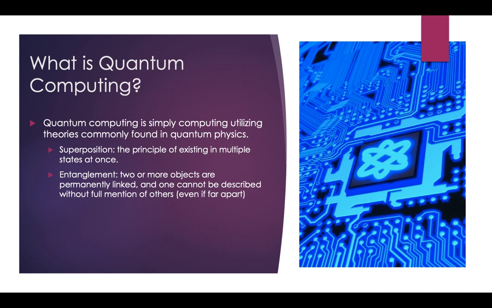You get the picture. There's also entanglement, which is when two or more objects are permanently linked and one cannot be described without full mention of the others, even if they're far apart. Einstein referred to this as a spooky action at a distance. Systems instantaneously influence each other.